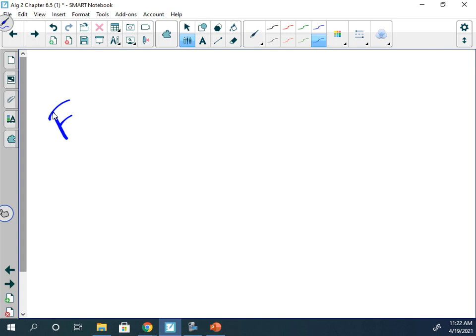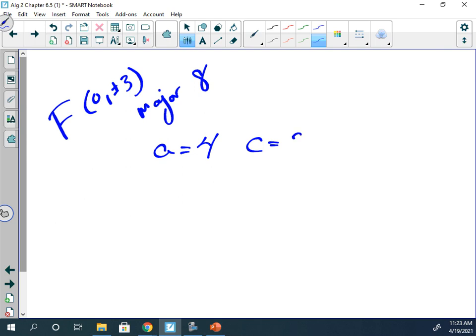We've got the foci, 0 plus or minus 3. And the major axis length is 8. So our a value is 4, because the major axis length is not just a, but it's 2a. It's going all the way across. A is just from the center of the ellipse to the point. It's half of the overall major length. Now C, in our case, would be 3, because C is going to be from the center to the foci.